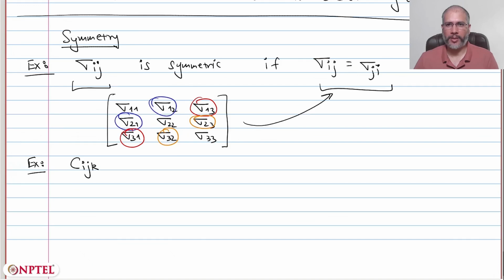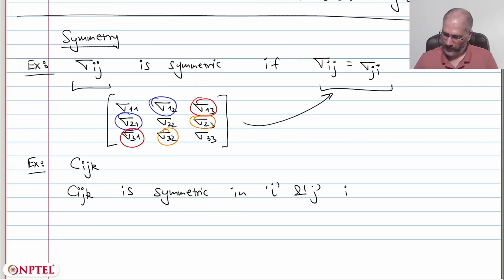It's very difficult to draw it because you'll need three-dimensional paper, but we can use the same rule as we have used here. And that is, if we talk about symmetry in a tensor, we have to talk about the indices we are talking about in terms of symmetry. So we say Cijk is symmetric in the indices i and j if Cijk is equal to Cjik.